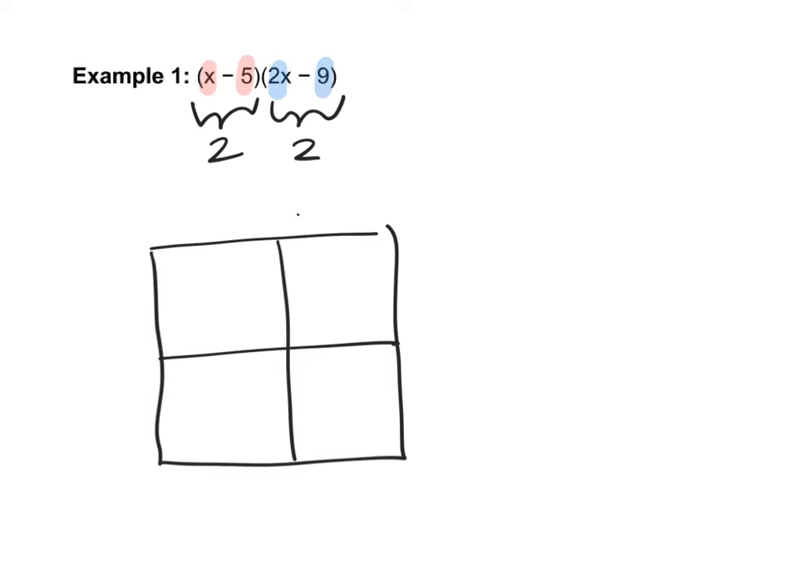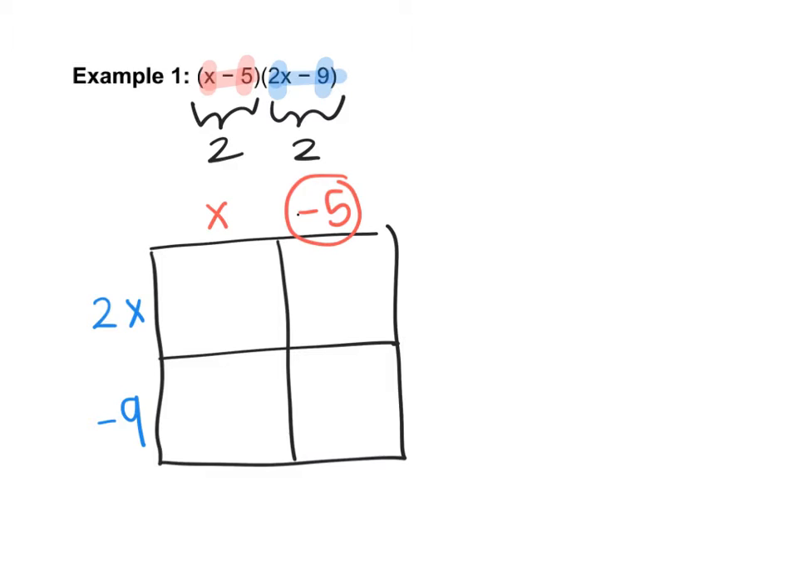Now, I'm going to use these numbers to label my box. If we're doing x minus 5, I'll put my x and then minus 5. Notice that minus goes with the 5. And then for my second part, we have 2x minus 9, so the 2 goes with the x, and the minus goes with the 9. It doesn't really matter how you set this box up. You could flip-flop them and have x minus 5 over here and 2x minus 9 up there. That is totally fine, as long as the red parts are together and the blue parts are together, you'll be fine.